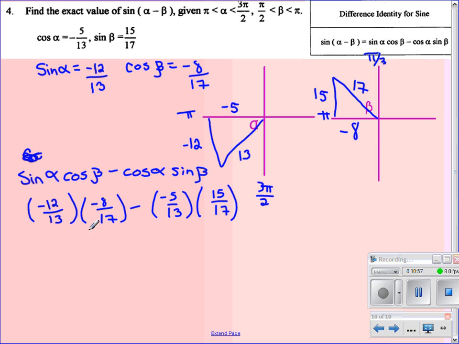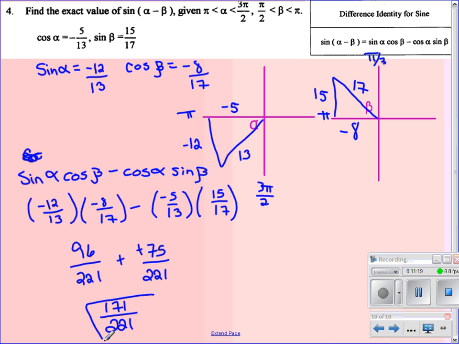When we multiply that, we get 96 over 221 minus negative 75 over 221. If you notice, you have minus a minus, so that becomes plus a positive. So 96 plus 75 is 171 over 221, and that is our final answer.